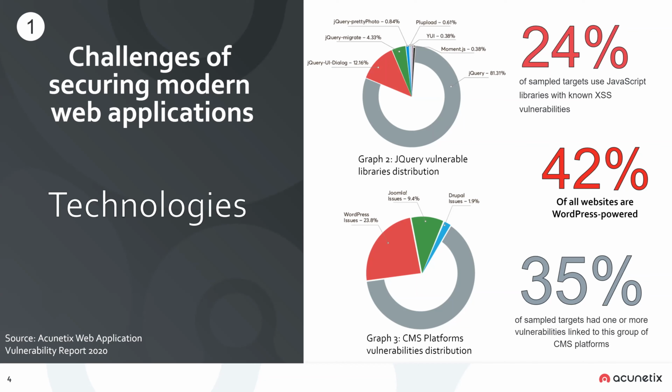Looking also at the analysis, we found that 24% of sample targets use JavaScript libraries with known vulnerabilities, like cross-site scripting, more often, like jQuery, jQuery UI, Plupload, Moment.js. The jQuery library is much more popular than other libraries, so we perform maybe more checks specifically for jQuery in Acunetix. Do not assume that, for example, Moment.js is a more secure library. It may simply use DAST often.